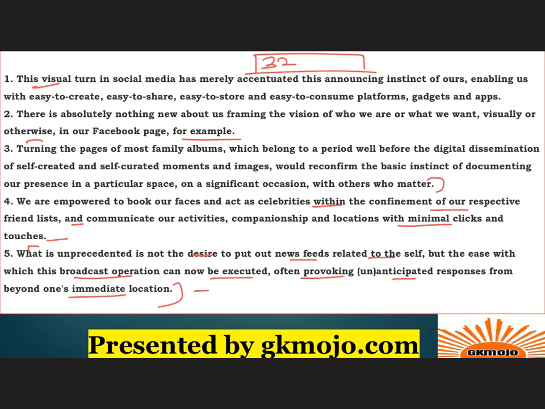Definitely. 2 talks about framing the vision of ourselves, right? 1 carries this forward, this visual turn. Look at these connectives. Hence, 1 should come after 2. Even if you do not understand the sentence, just with the help of the pronouns, connectives, chronological order and general to specific, you can solve any parajumble. Alright?